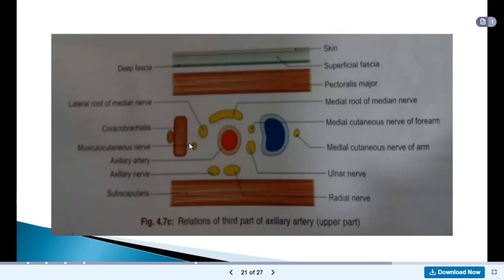Lateral relations will have the lateral roots of median nerve. So median nerve has two roots, lateral roots and medial roots. So the lateral root forms a lateral relation to the third part of the axillary artery. You have your coracobrachialis muscle, and then you have your musculocutaneous nerve as the lateral relation of the third part of the axillary artery.